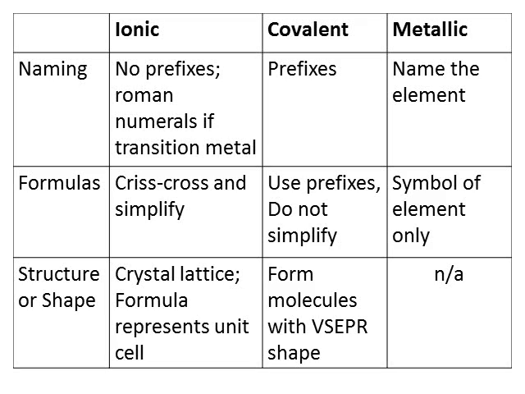Ionic bonds structure is formed in a crystal lattice, and the formula represents the unit cell, which is the smallest ratio of cations to anions. Covalent compounds are going to form molecules with our VSEPR theory shapes.